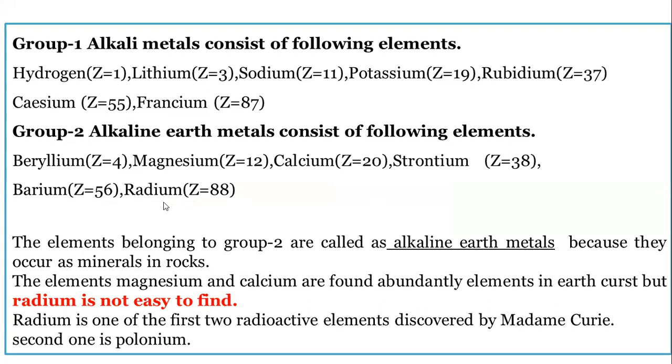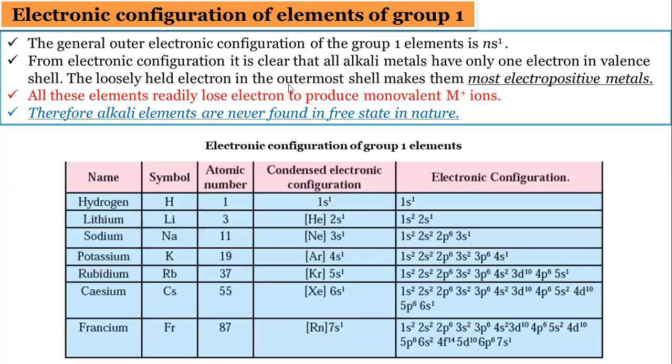Radium and polonium are the radioactive elements discovered by the scientist Madame Curie. So radium is the first radioactive element discovered by the scientist Marie Curie, also known as Madame Curie. And the second one is polonium, but this is not present in group 2 elements, remember. Only radium is present in group 2 elements. So this is the brief introduction about the group 1 and group 2 elements.